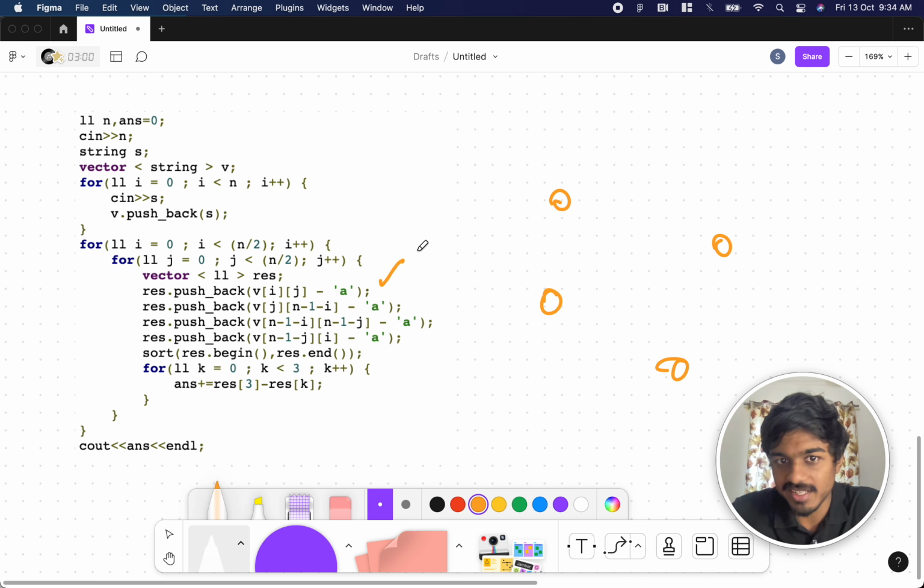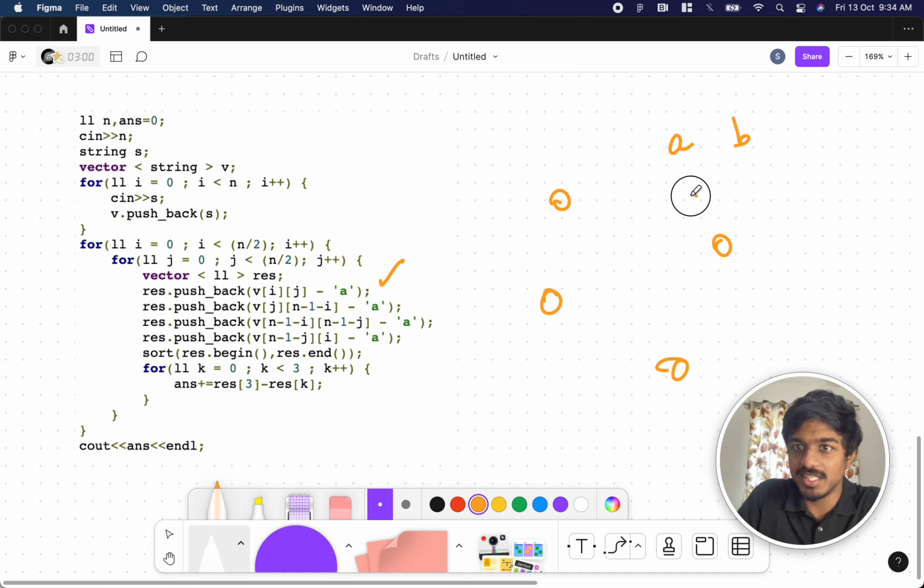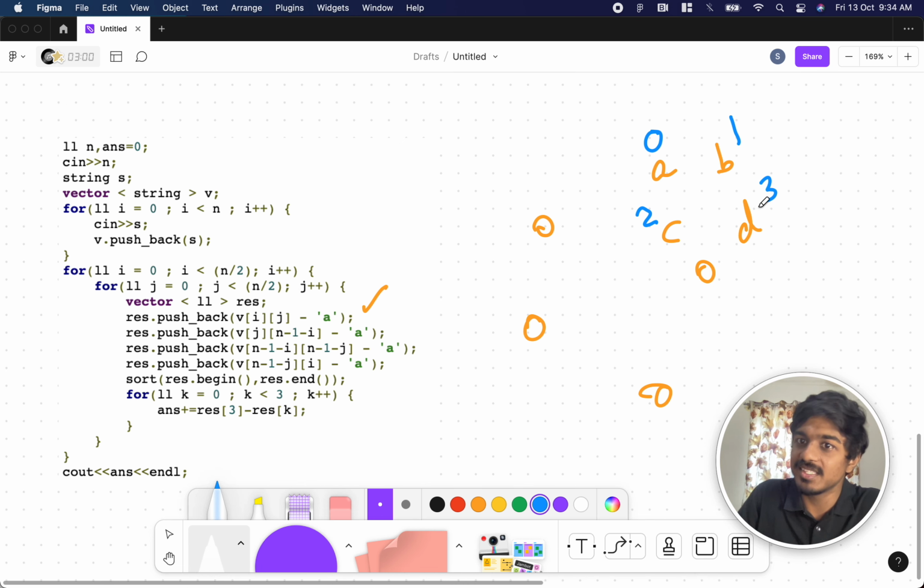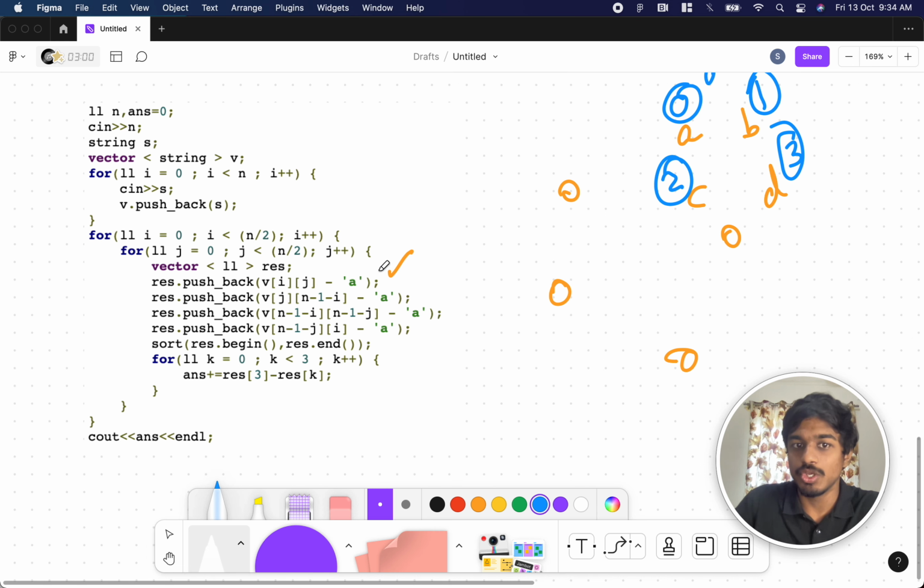Why did I subtract the character? You see, a, b, c, d are the elements we got. We want to know the values, right? So if a is 0, b is 1, c is 2, and d is 3, and I want to know the operations to convert from a to d, I need 3 operations, right? So I can take 3 minus 0, 3 minus 1, and 3 minus 2. In order to get the integer value, I'm subtracting the ASCII character.